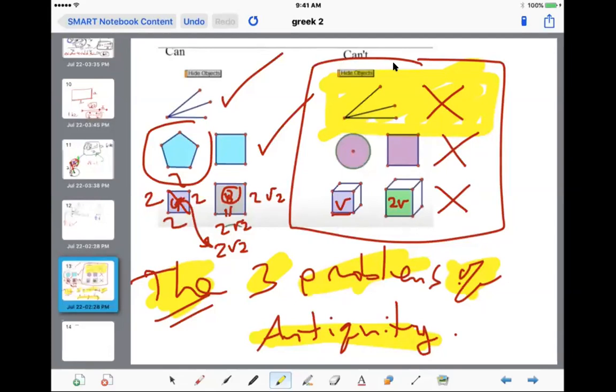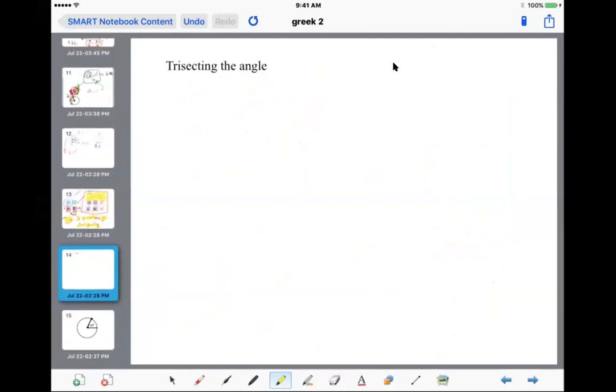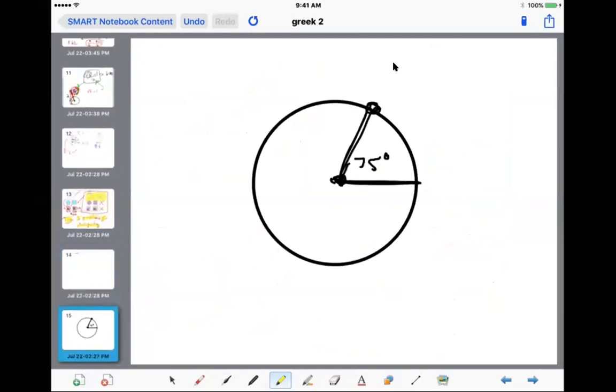Well, I'm going to show you a couple of solutions that cheat, but they don't cheat so badly that they use a protractor. They cheat either by using another curve or by doing something with the compass and straight edge that's not possible to do accurately. And the first one is going to be the great Archimedes method.